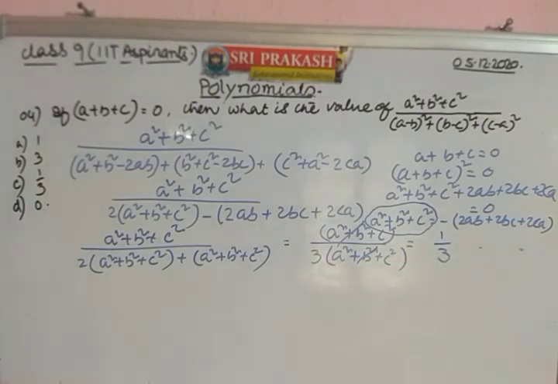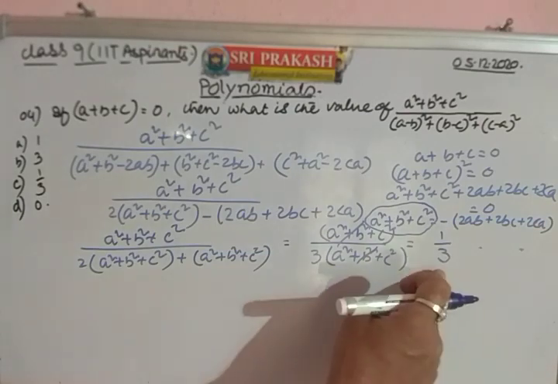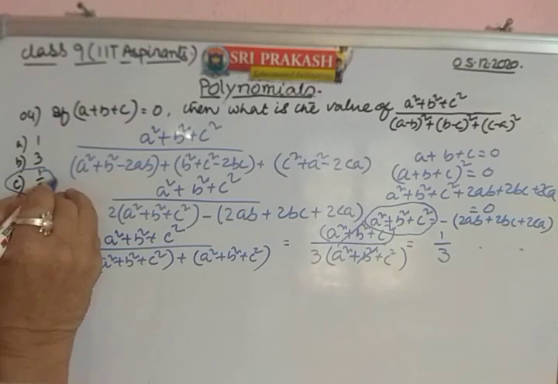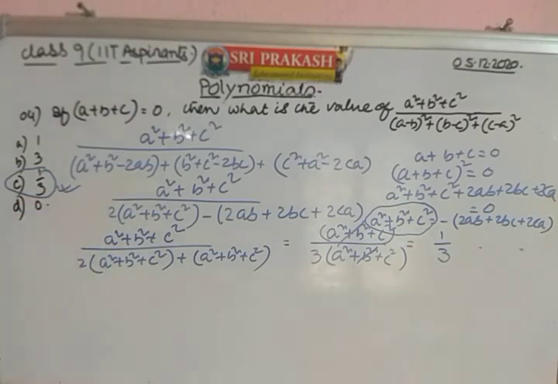So what is the value of (a square plus b square plus c square) by ((a minus b) whole square plus (b minus c) whole square plus (c minus a) whole square) when a plus b plus c is equal to 0? 1 by 3. So here C is the right option. I think you understood today's problems. Tomorrow again I come up with some new problems. Till then, have a nice day.